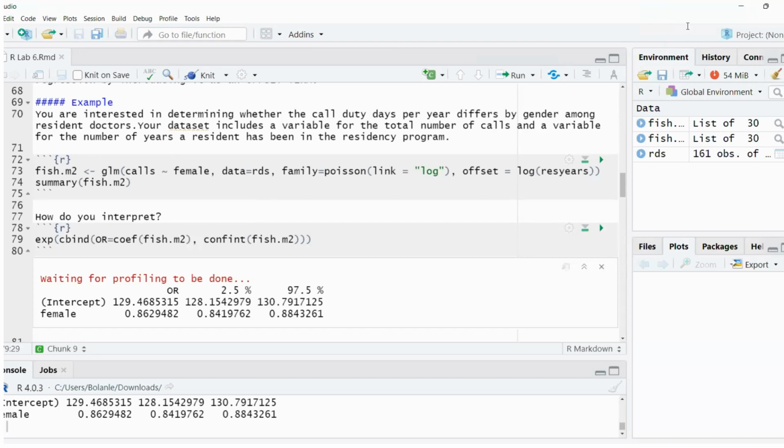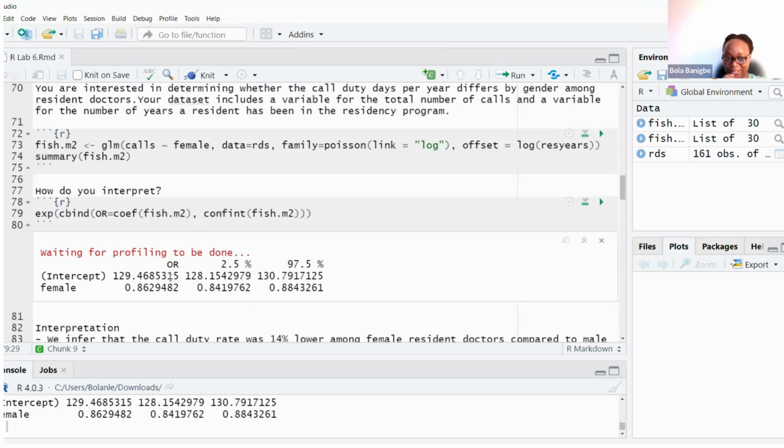Okay, so does anybody want to tell us, if you look at my screen, what do you think this output means? Okay, so in the interest of time, I'll just go on and tell you what I see.